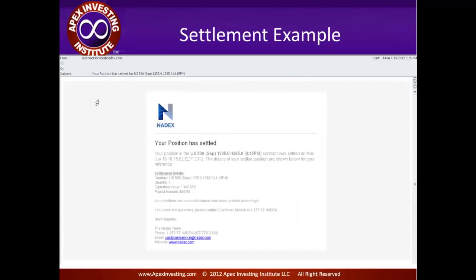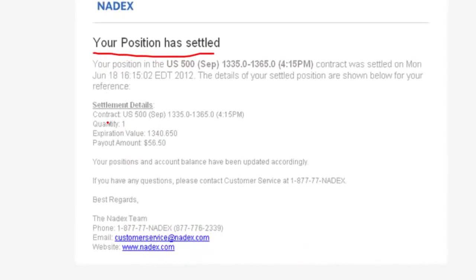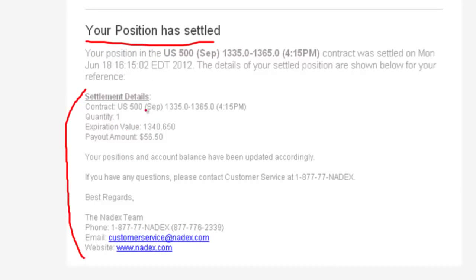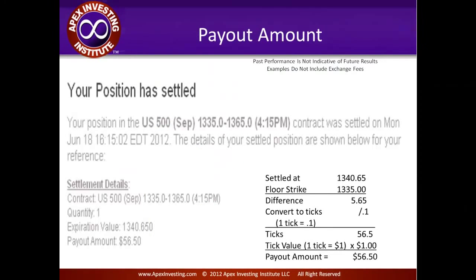So when it expires, you're going to get an email from Nadex immediately saying that your position has settled. It'll tell you, in the example, that the contract US 500 1335 to 1365 4:15 expiration spread has settled at 1340.65, and your payout amount is $56.50. So how did they come up with that payout amount?